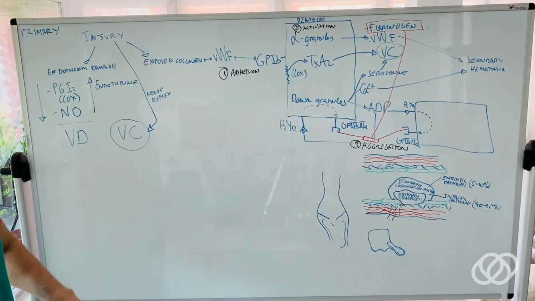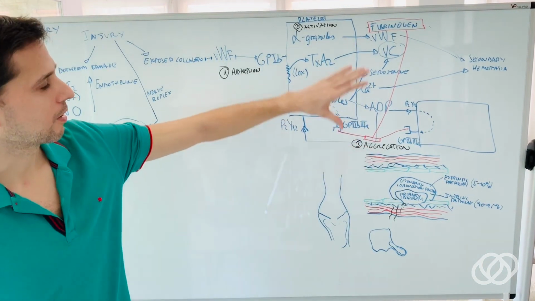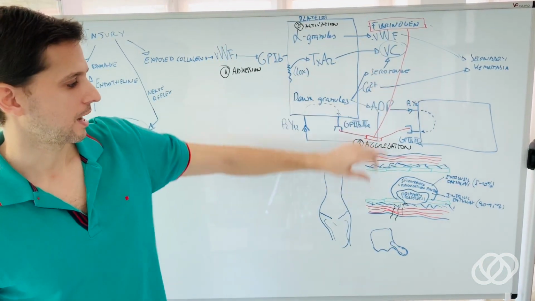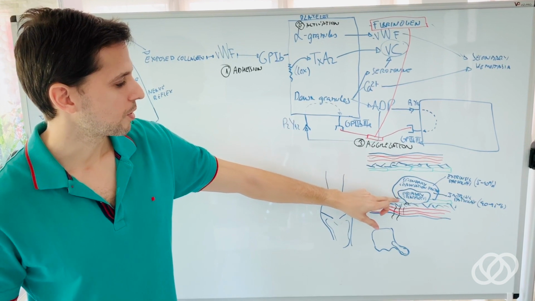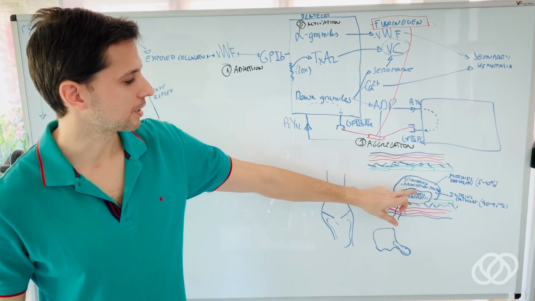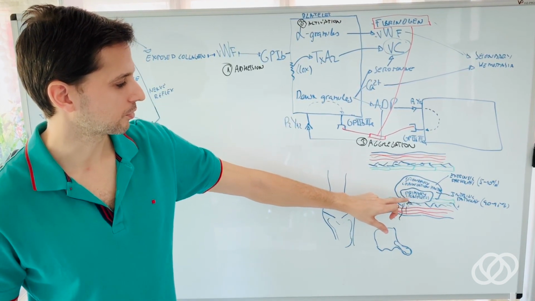And here, due to the platelet aggregation, more and more platelets will come, and then we will be able to produce the clot, this primary clot.